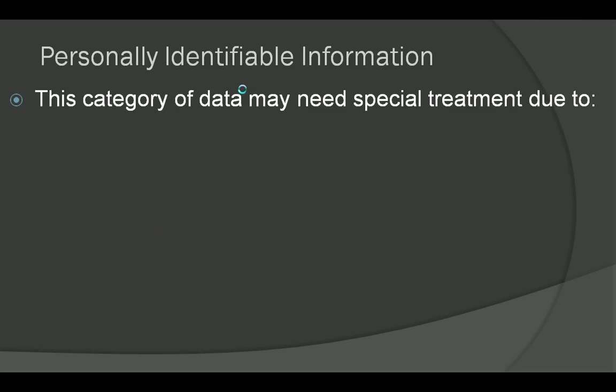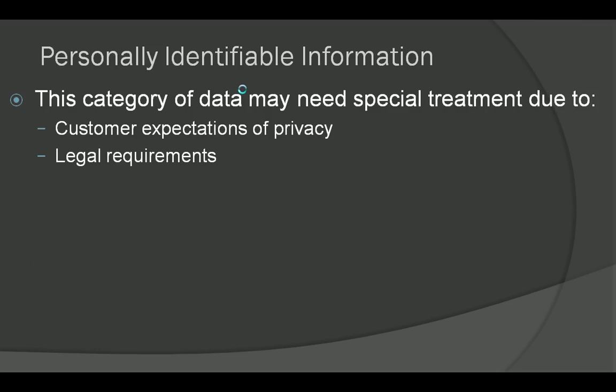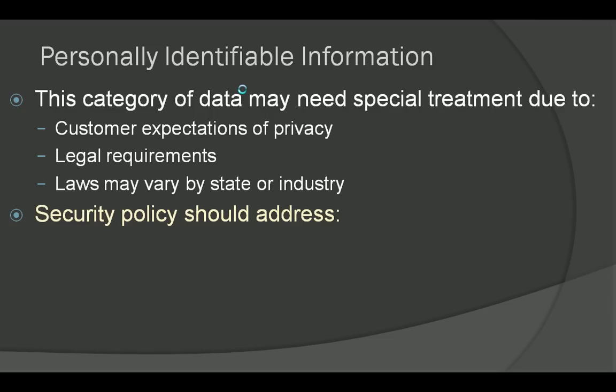Personally identifiable information is important in this course. A lot of our regulations deal with personally identifiable information. So this category of data may need special treatment due to, and here's some bullet points for you, customer expectations of privacy. I think we all have some expectation of privacy. Legal requirements. Laws may vary by state and industry, so different areas of the country might have different laws on how we have to protect customer information. Different industries have different laws. So for example, I talked about HIPAA, and there's also banking and Sarbanes-Oxley and things like that. They all deal with personally identifiable information in different ways.